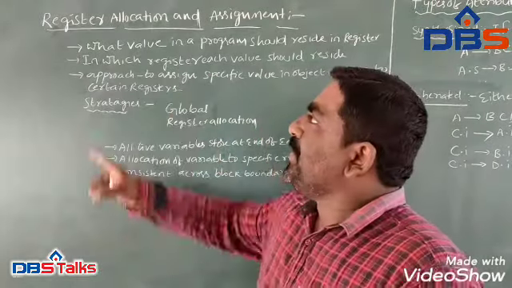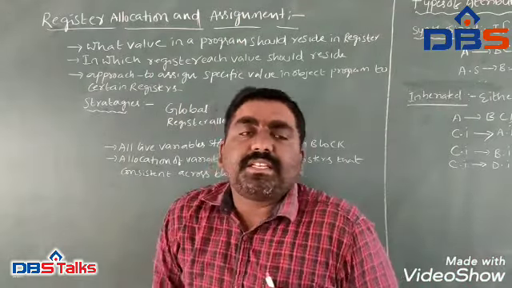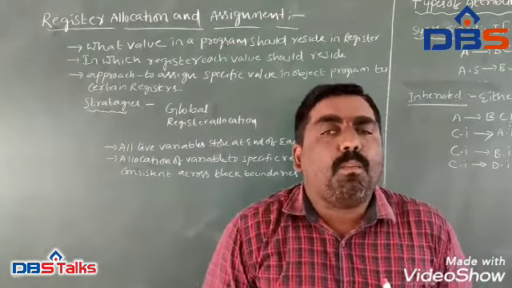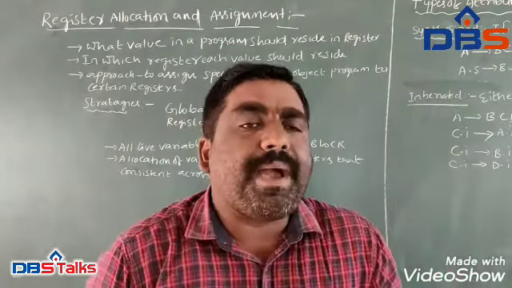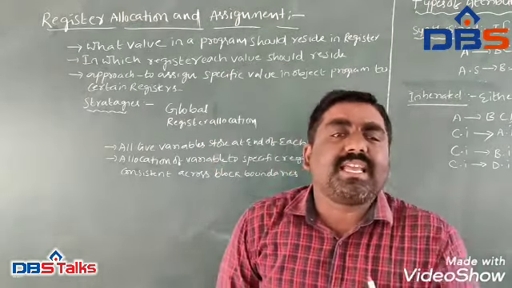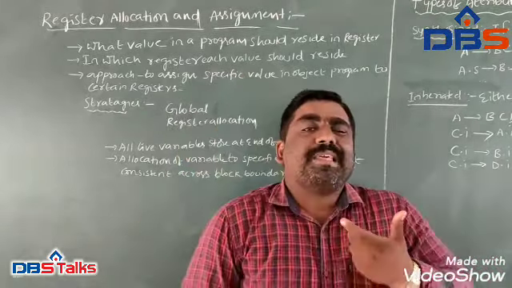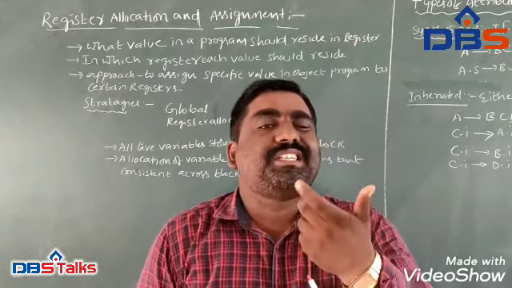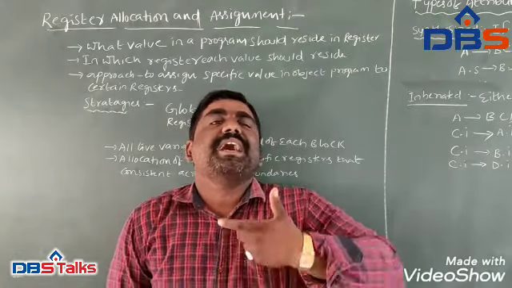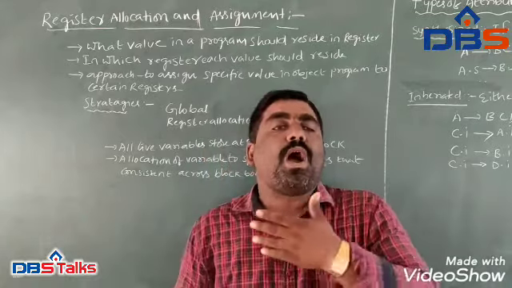Here, what are register allocation and register assignment? Generally, instructions involving register operands are faster when compared to instructions involving memory operands. So if we use registers instead of memory operands in an instruction, then only are we going to get efficient, good code.